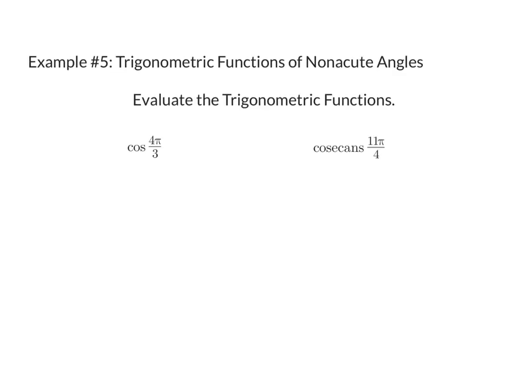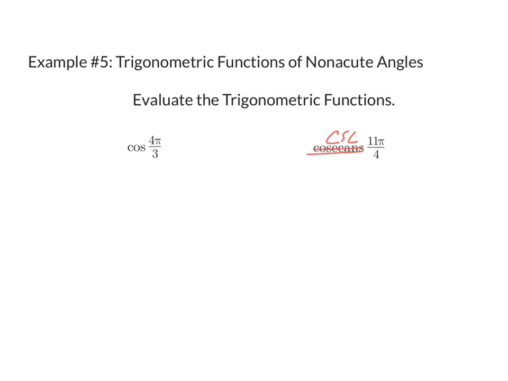So example 5, our trig functions of non-acute angles, says to evaluate the trigonometric functions below. So we have cosine of 4 pi over 3, and we have cosecant. Sorry, it's supposed to look like CSC, just my program doesn't allow for that. So anyways, cosine of 4 pi over 3.